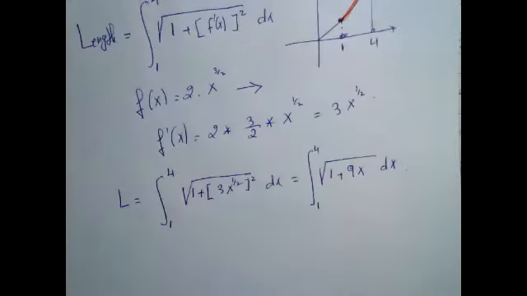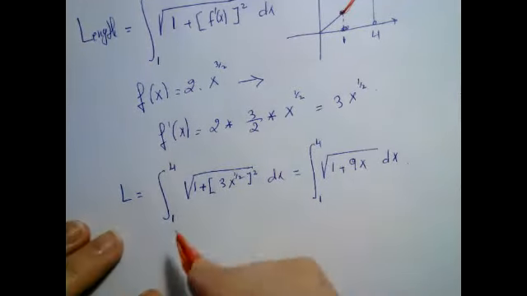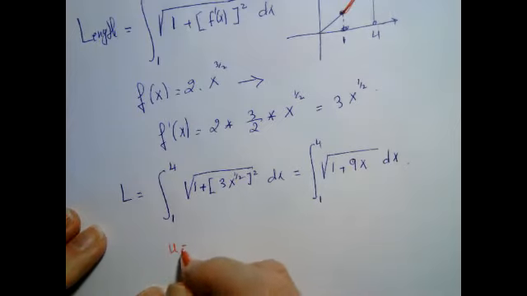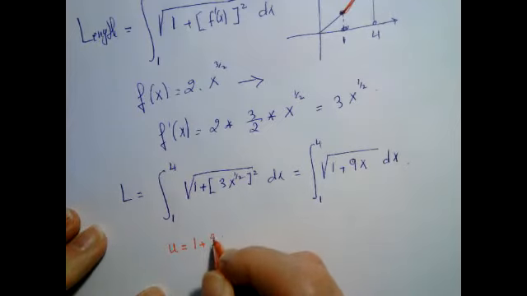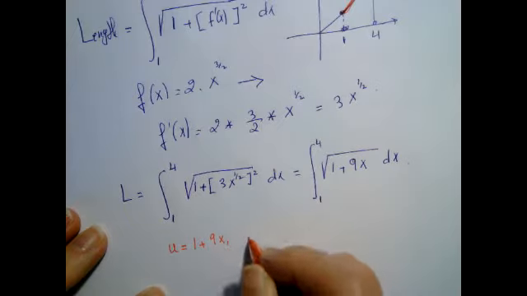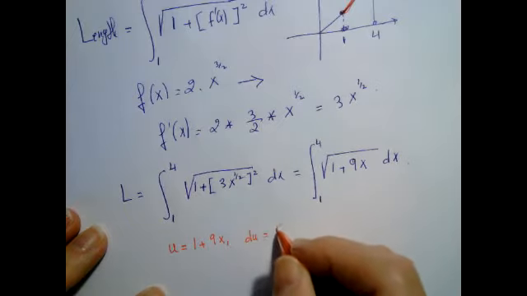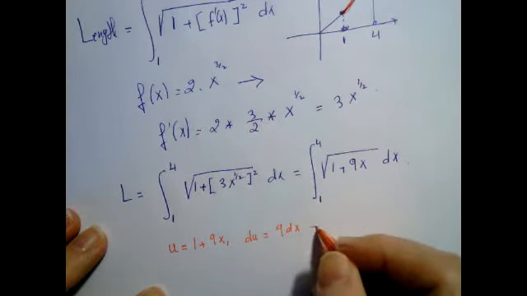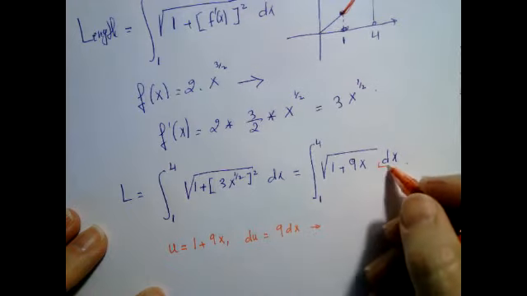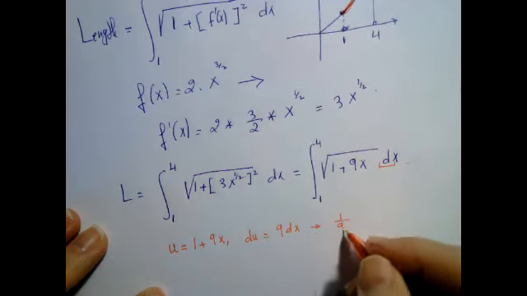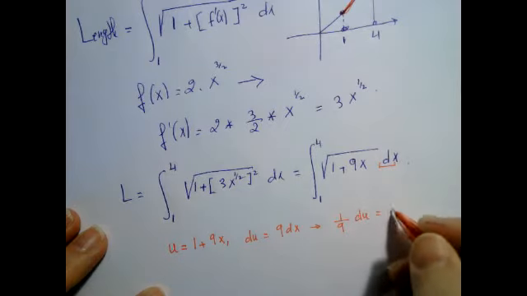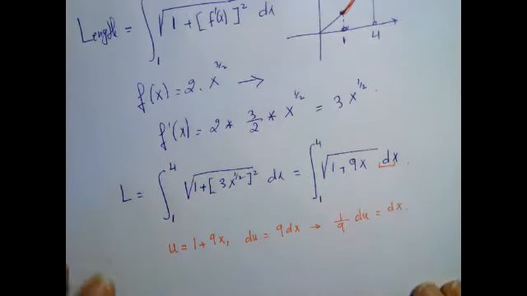Okay? All right, so what do we do? Substitution. Absolutely. Substitution is the way to go. So we're going to set u to be 1 plus 9x. My du is 9 dx. And since I only have the dx, I'm going to isolate it: 1 over 9 du equals dx.